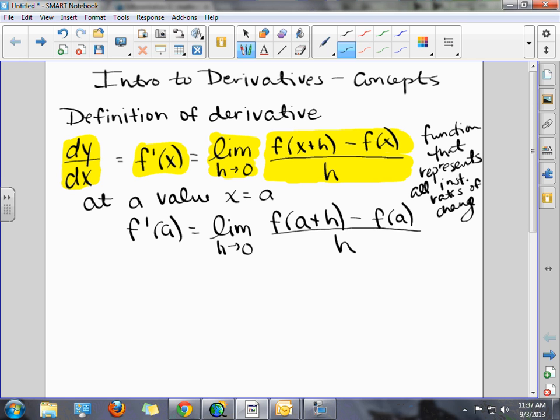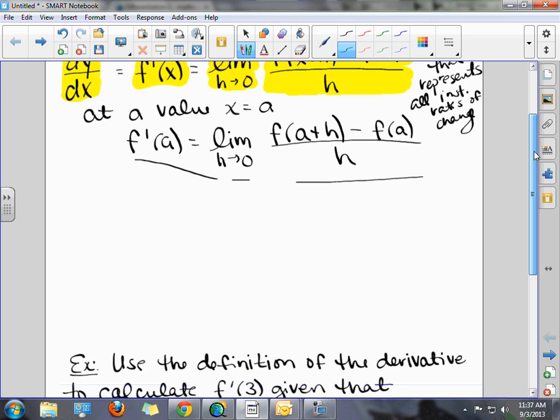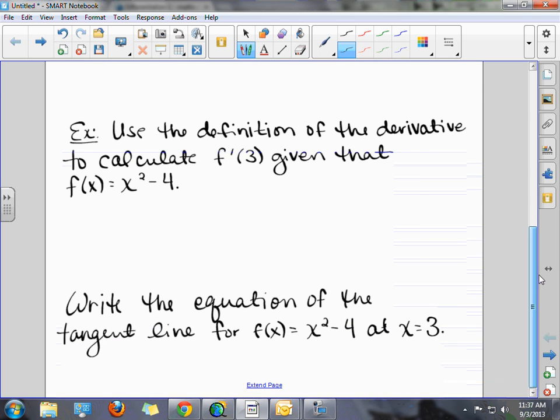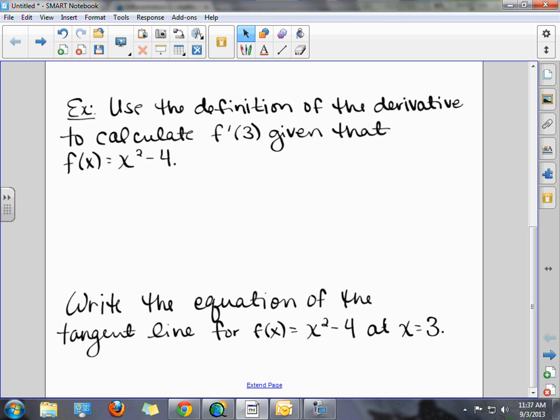If we want to find the instantaneous rate of change at a single point, we can use the same formula, like I've written down here, except instead say we want to find it at 2 or 3, and then we would just plug in a for x and simplify it that way. So let's look at an example. We want to use the definition of the derivative to calculate f prime of 3 given that our f of x is x squared minus 4.